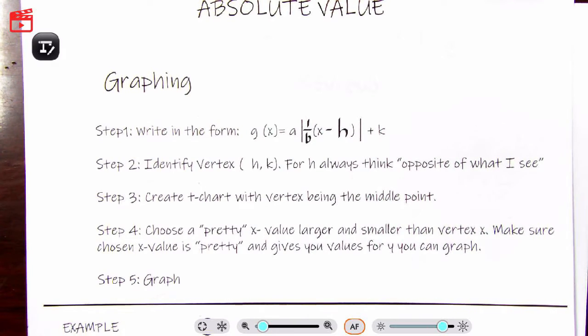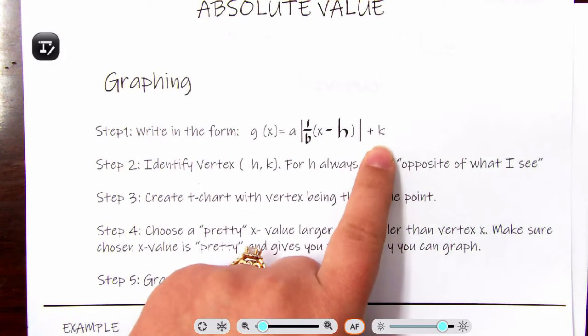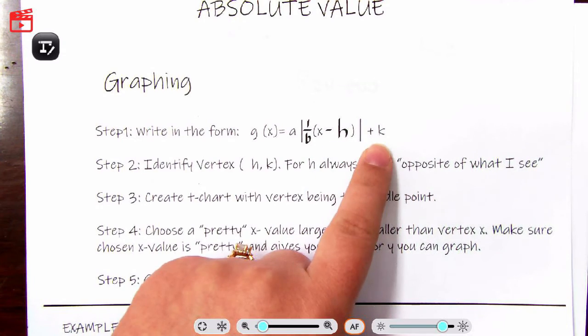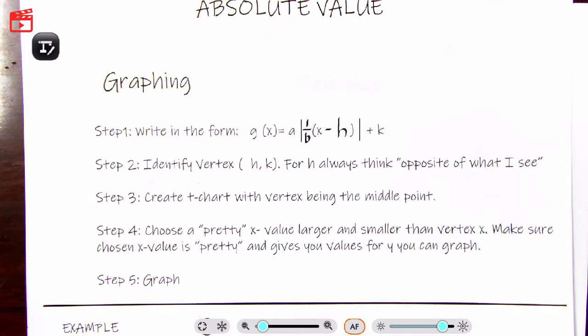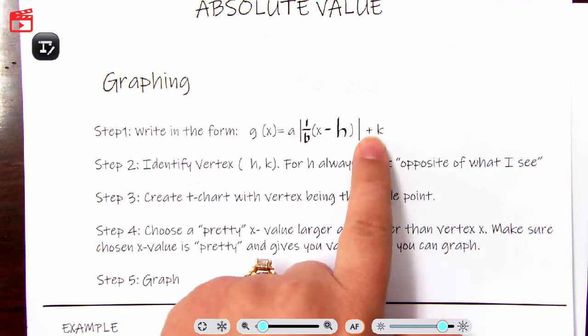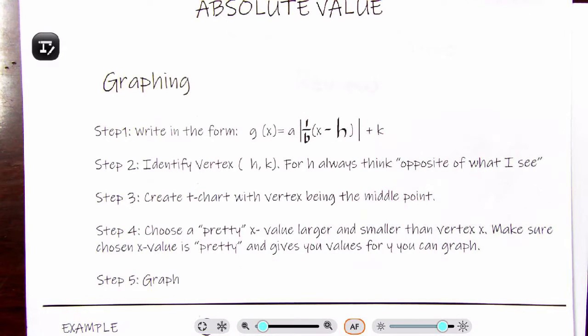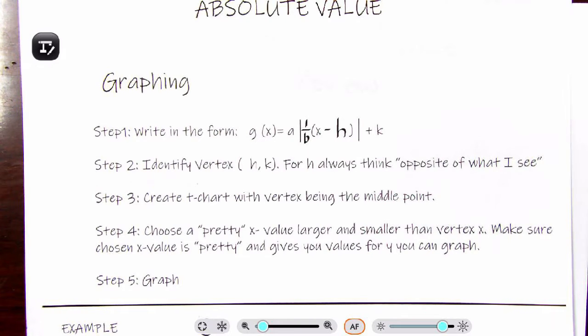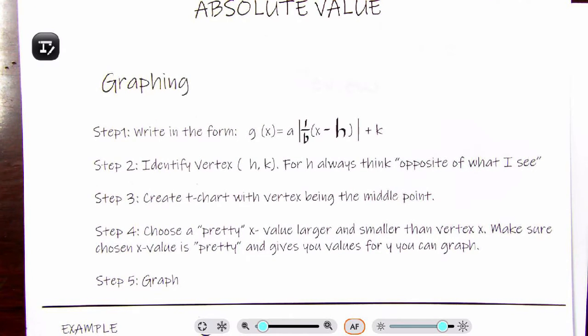you're actually going to the right for a +3. K is outside of the bubble or outside of the function, and it is exactly what it is. So if you see a +5, you are shifting 5 up vertically. Since it is outside the bubble, we are doing vertical. Once you have it in this form, you're going to identify your vertex. So your vertex is h comma k. And again, h is always opposite of what you see. So if I see a +5 for h, then it would be a -5 for my h value.